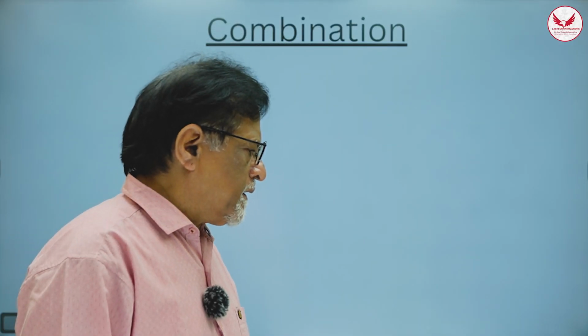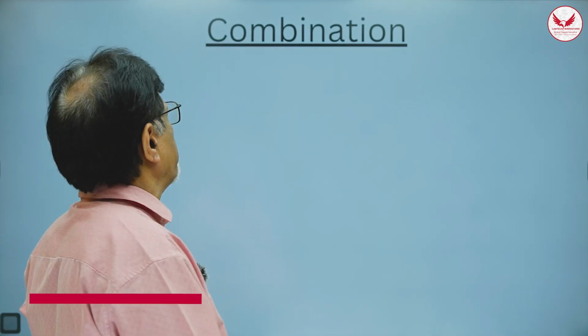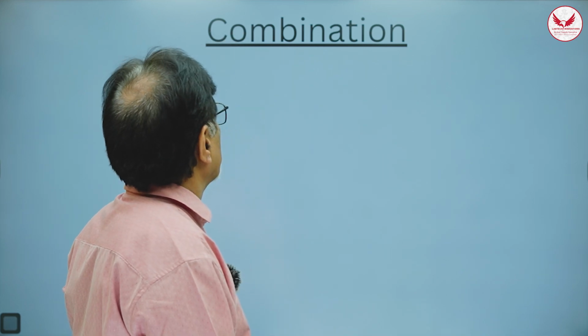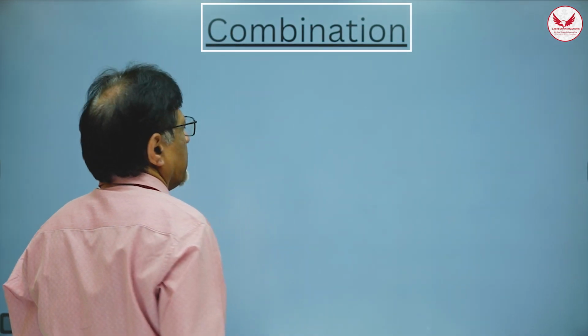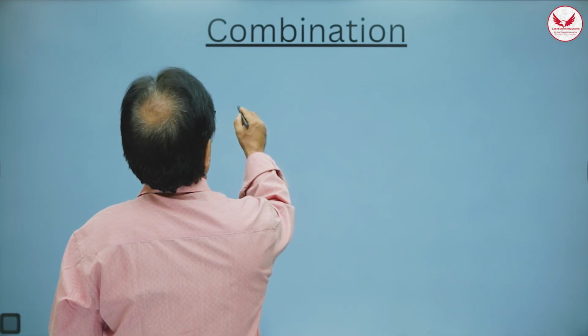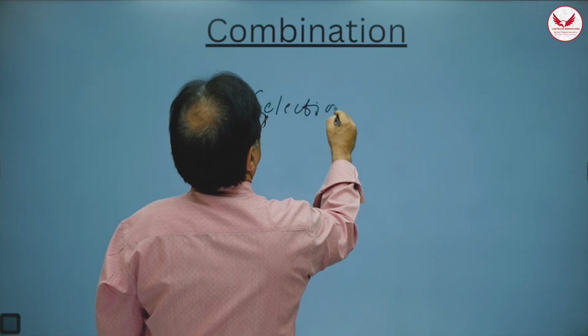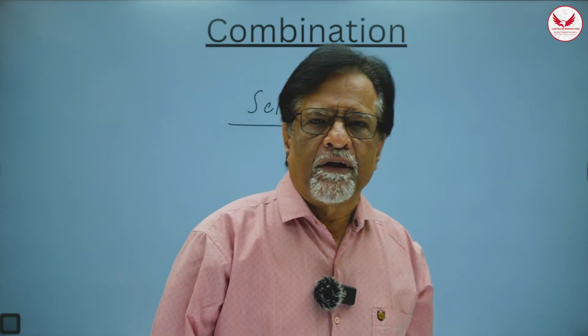Friends, we have already done some theory about permutations and some problems on permutation. So now let us go to the next part of this lecture. This topic is called combination. So what is the meaning of combination? Combination means selection. What is the difference between permutation and selection?